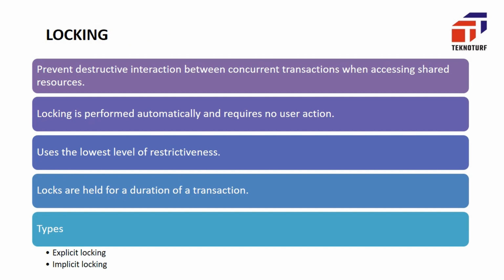Locking helps in avoiding inconsistency and increasing concurrency. Locking in Oracle is done automatically and locks are held for the duration of a transaction. The types of locking are explicit locking and implicit locking. Two modes of locking are exclusive and shared. Exclusive locks lock out other users. Shared lock allows other users to access the resource.